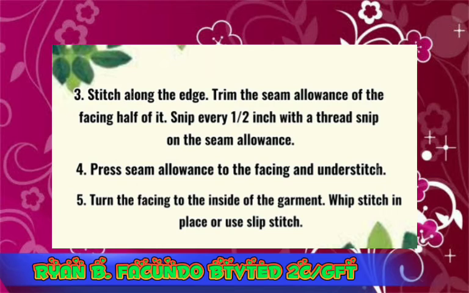4. Press the seam allowance to the facing and understitch. 5. Turn the facing to the inside of the garment. Whip stitch in place or use a slip stitch.